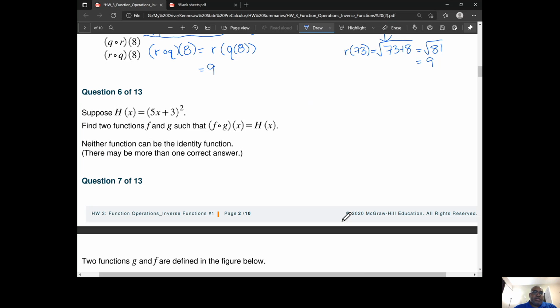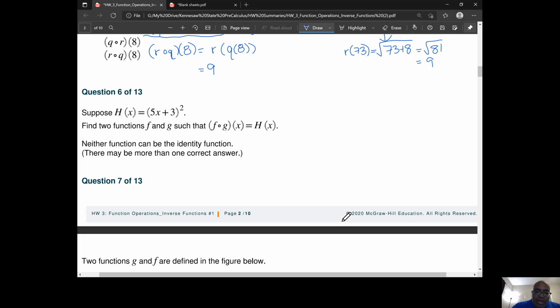Let's suppose h of x is equal to 5x plus 3 quantity cubed. Find two functions f and g such that f composed with g of x is equal to h of x. Neither function can be the identity function. There may be more than one correct answer. That is an understatement. There are technically an infinite number of answers here, but we will do the obvious.